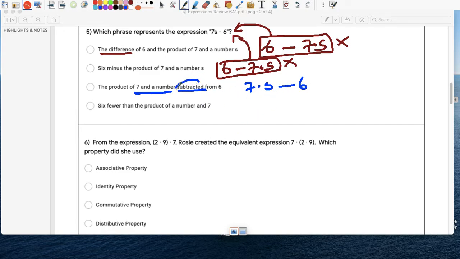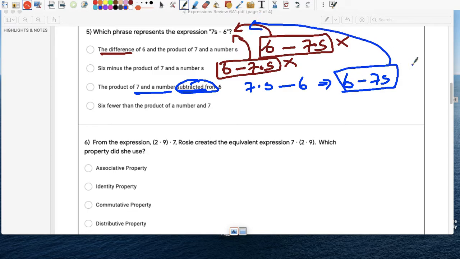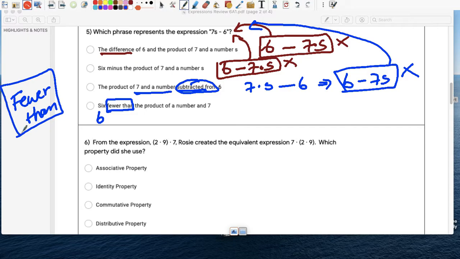Now, subtracted from is a turnaround, so eso se transforma, it's going to change to this. Does this look like that? También no. So the only one that can be, el último que puede ser, es este. So here is 6. Fewer than, I know we haven't used this word, no usamos esa palabra, but fewer than también is un turnaround. Okay, that's a turnaround. So 6, fewer than subtraction, product of 7 and a number, right?